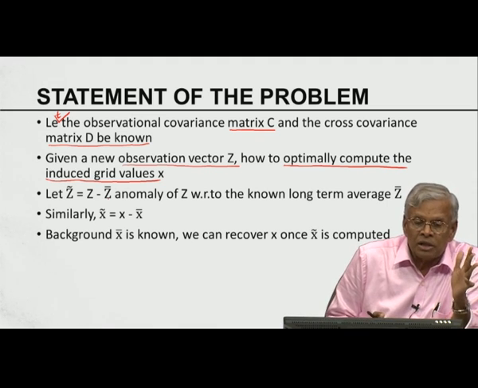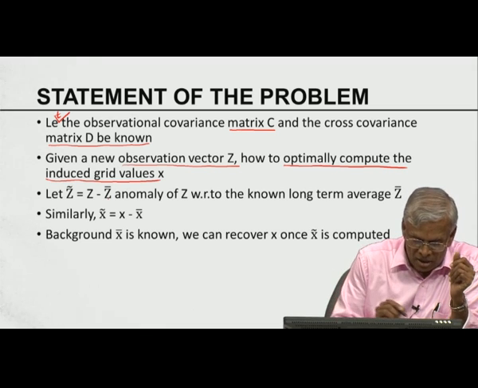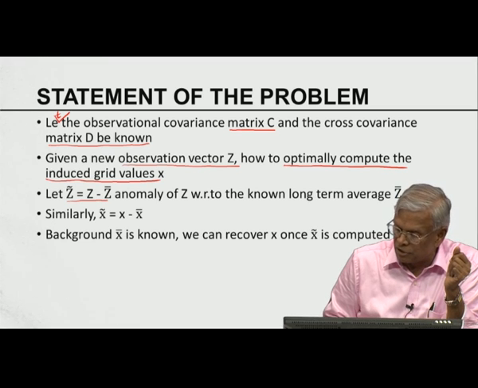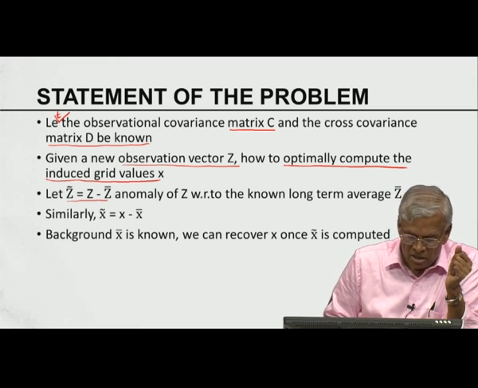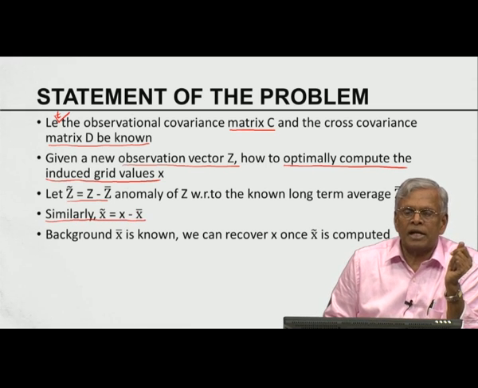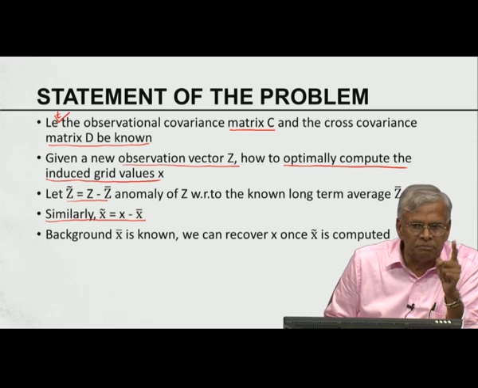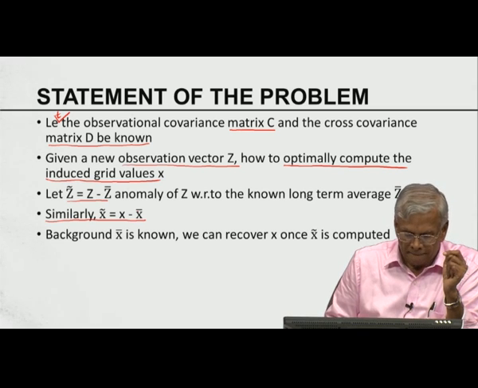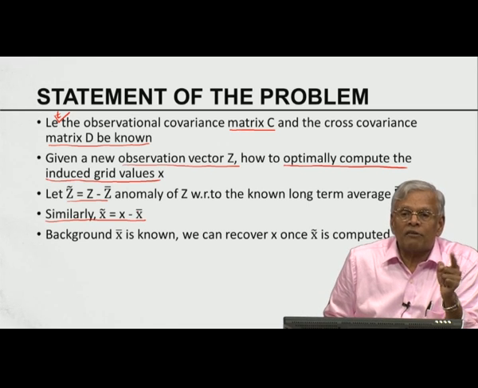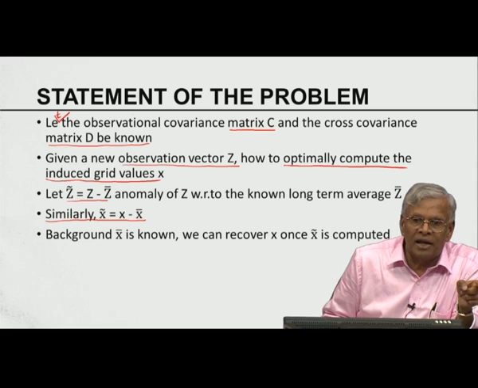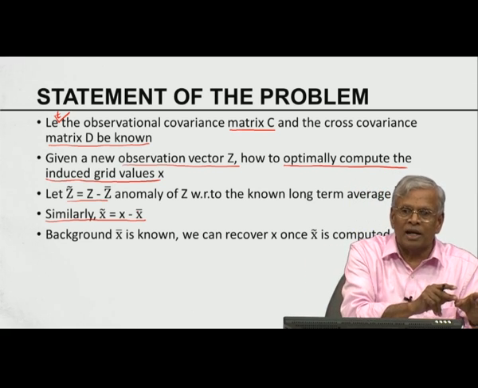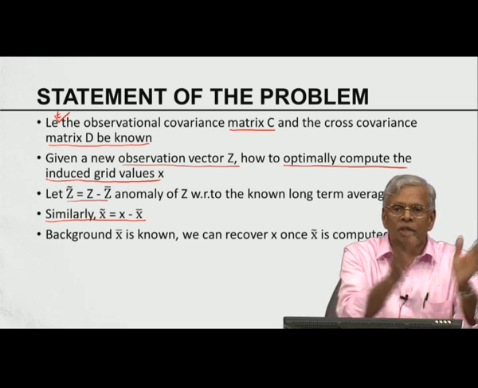So Z bar is invariant in time. So Z tilde is equal to Z minus Z bar. That is an anomaly of Z with respect to the long term average Z bar. Similarly, let X tilde be X minus X bar. I know X bar because I have computed D with it. I don't know X. X is the one I want to be able to determine. But instead of computing X, I am going to compute X tilde. So computing X is equivalent to computing X tilde, because if I know X tilde, I can add X tilde to X bar to get X.